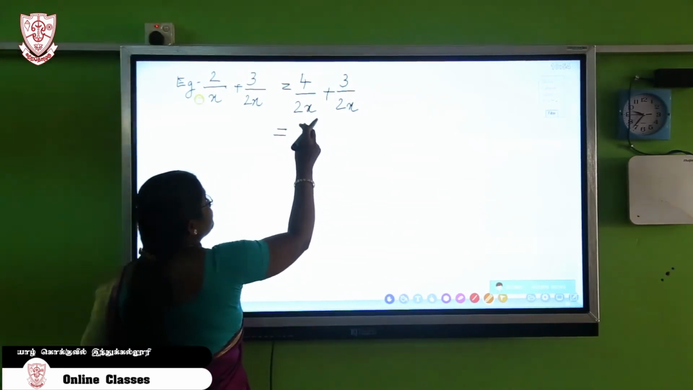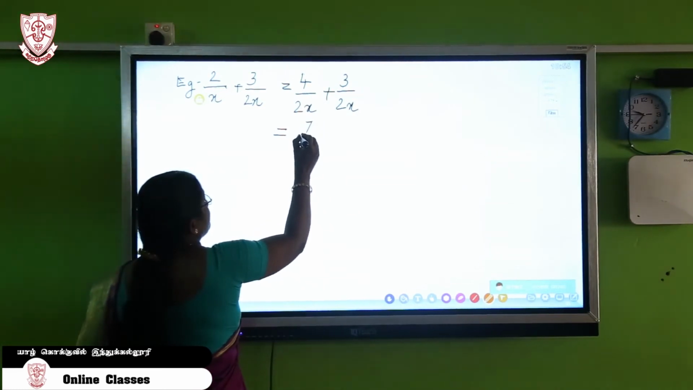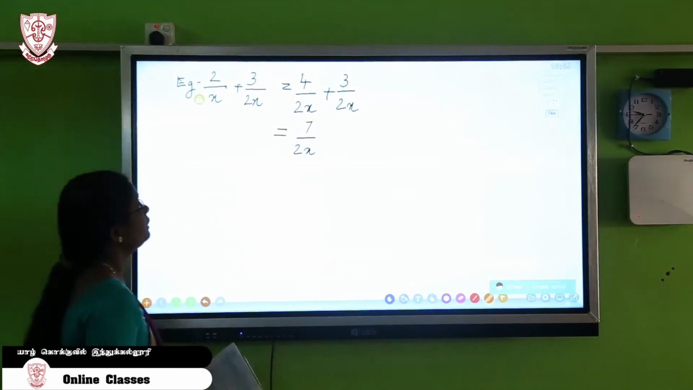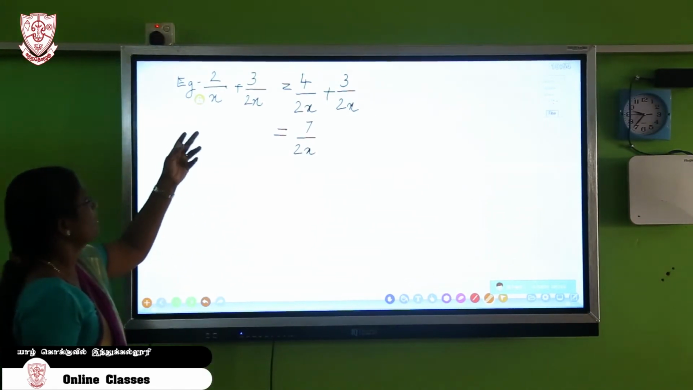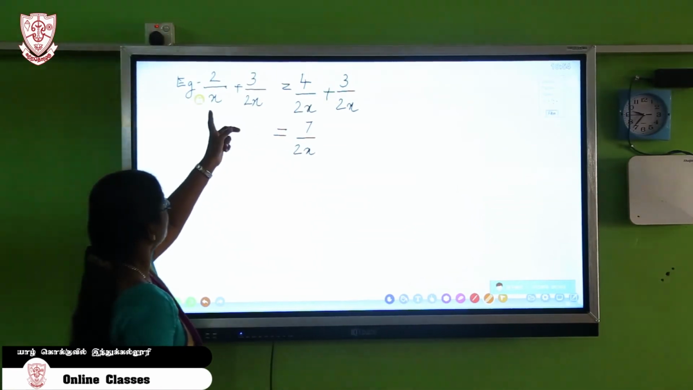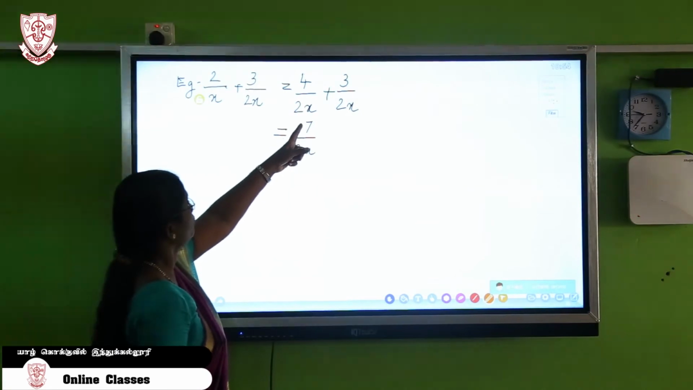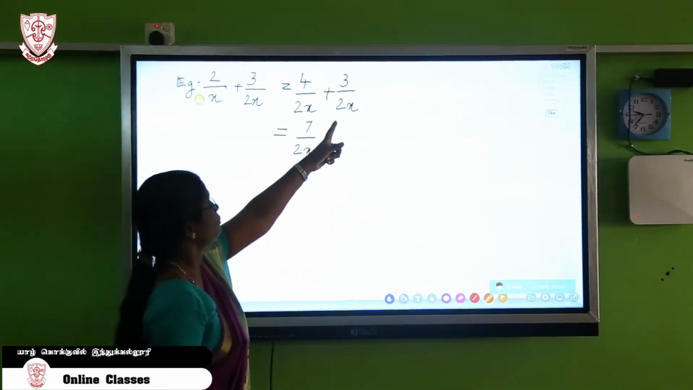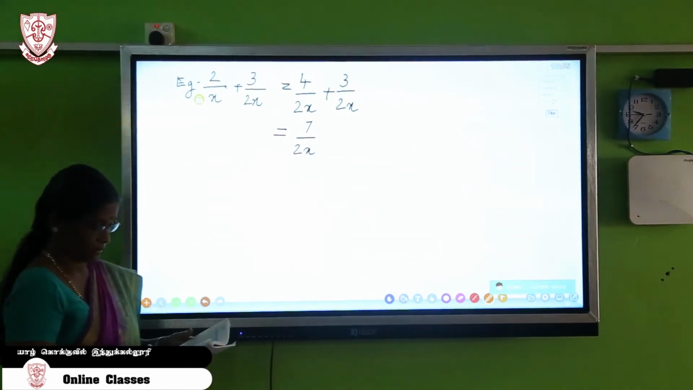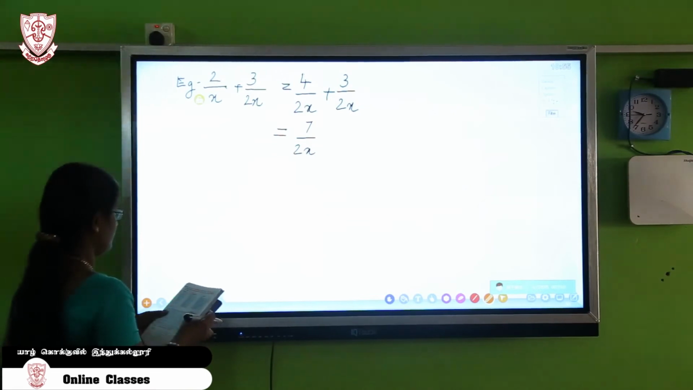Then you can simplify, and 4 plus 3 is 7, so 7 over 2x. Here the denominators were unequal, and we changed to write the fraction as the equivalent fraction 4 over 2x. Then the denominators 2x and 2x are equal. The answer is 7 over 2x. Now we can do further exercises.